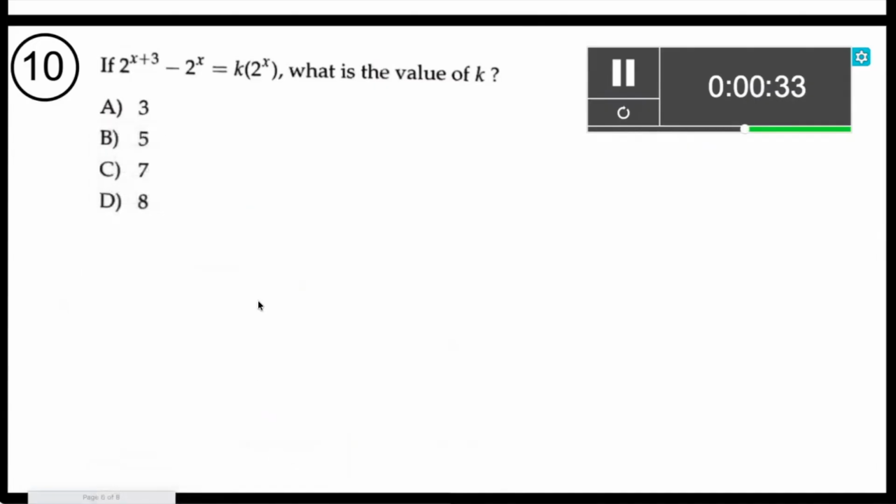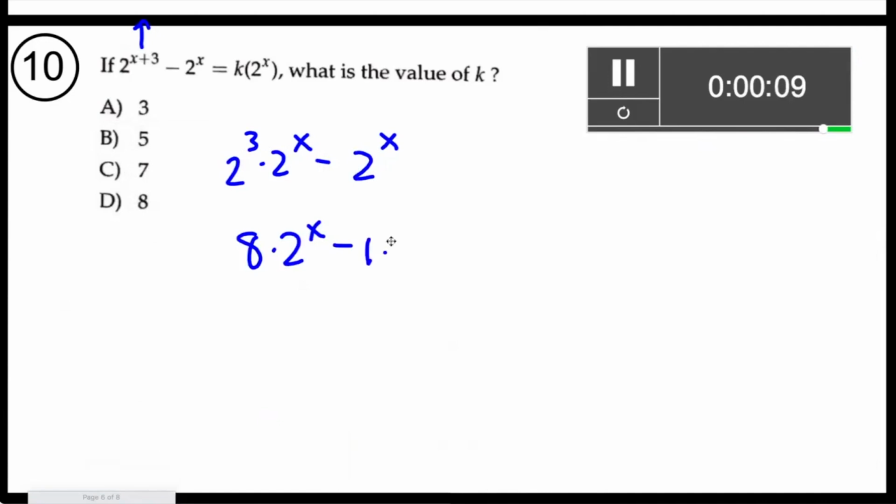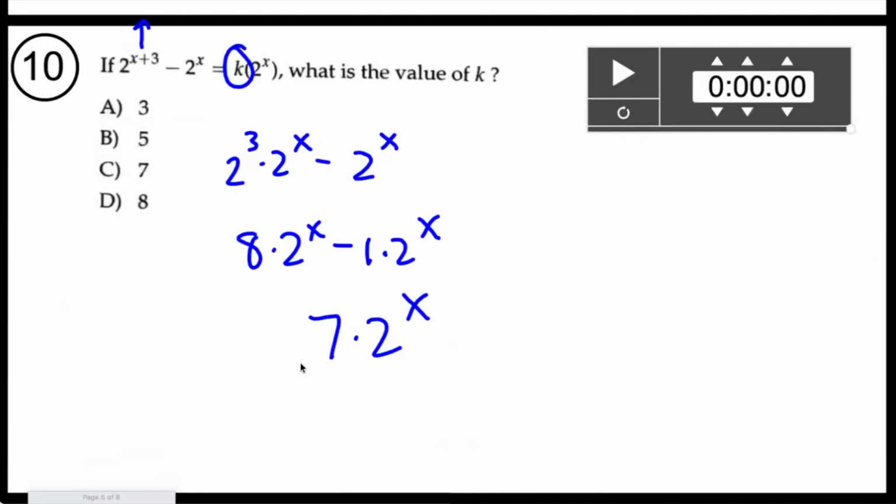So this is where what we talked about earlier would be really easy. But either way, you could make this 2 to the third times 2 to the x, which is really 8 times 2 to the x minus this is kind of like 1 times 2 to the x. So you're subtracting like terms. So you end up with 7 times 2 to the x. So then the value of k just must be 7. Yeah, that's how I did it. Yeah, that's probably the question.